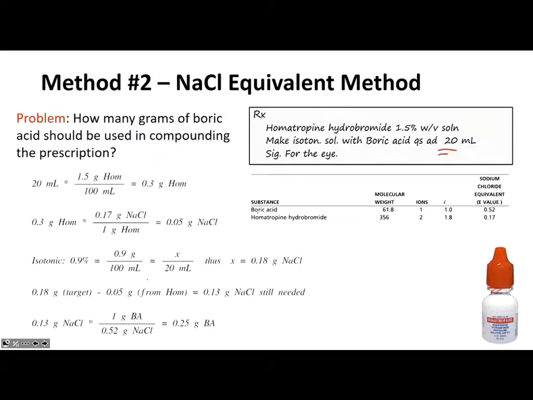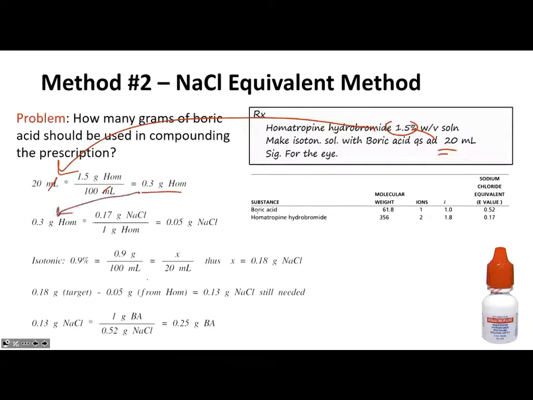So let's figure out how much homatropine will be in there. Remember, it's a 20 ml solution at that concentration, so I take my 20 mils times its concentration expressed as 1.5 grams per 100 mils, since that's a 1.5% weight per volume. 20 times 1.5 divided by 100, milliliters cancel, and my total weight of homatropine is 0.3 grams. Everyone okay with that?